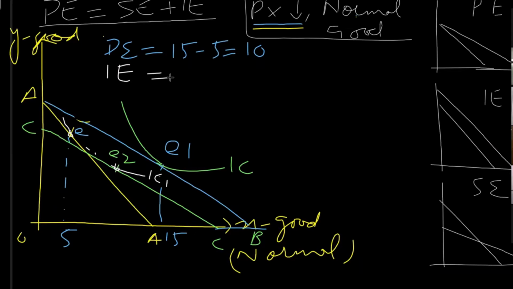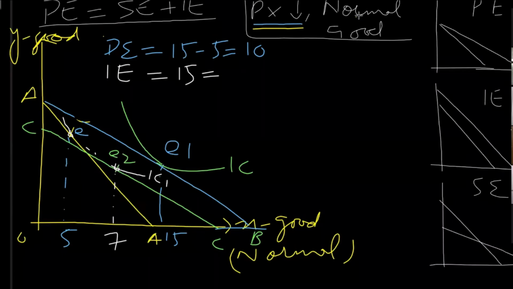These two lines are parallel to each other, and we can see that on line AB, equilibrium is taking place at E1, where quantity is 15. On budget line CC, equilibrium is taking place at point E2, and we suppose that quantity is, let's say, 7 units here.